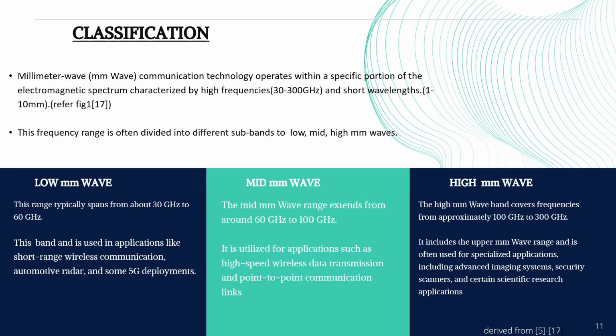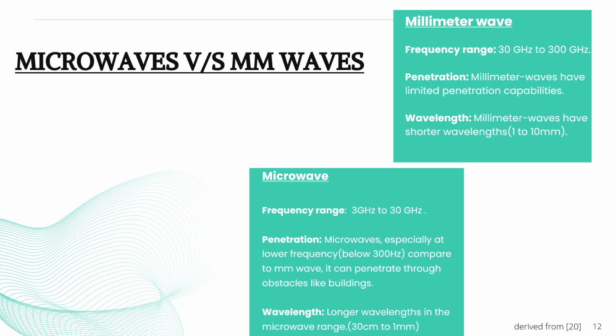Mid millimeter wave has a frequency range from 60 gigahertz to 100 gigahertz. It is utilized for applications such as high speed wireless data transmission and point to point communication links. Next one is high millimeter wave. It has a frequency range from 100 gigahertz to 300 gigahertz. It includes the upper millimeter wave range, and it is often used for specialized applications including advanced imaging systems, security scanners, and certain scientific research applications. So the high millimeter waves are mainly used for research applications.